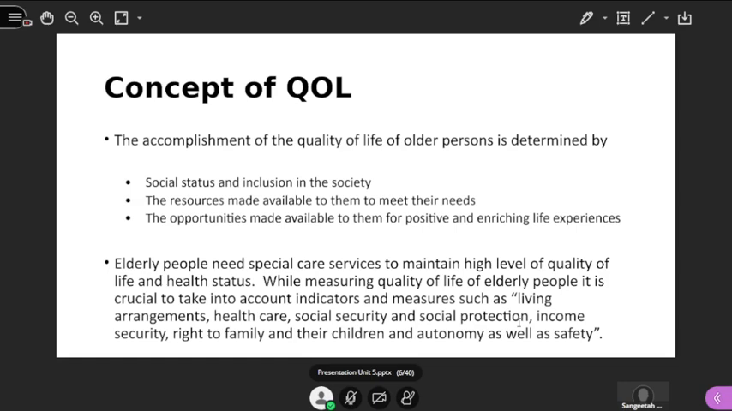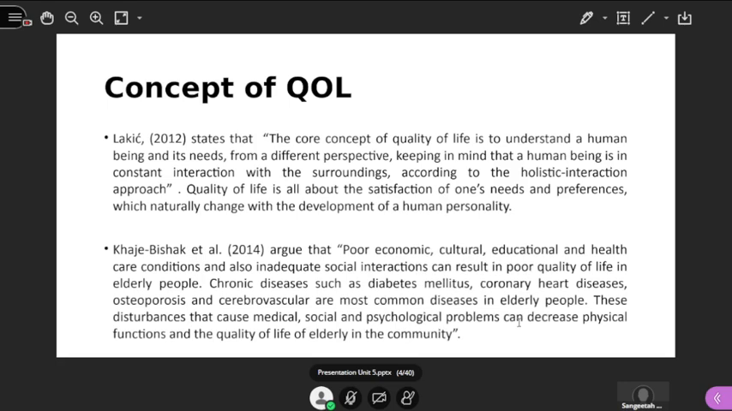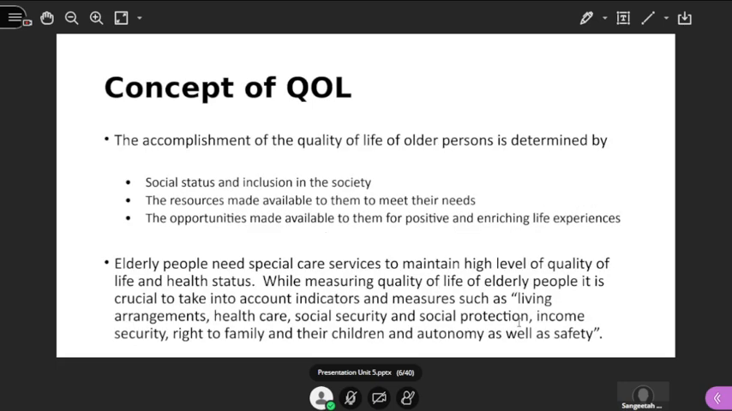So you see factors that impact physical comfort, functional competency, privacy, dignity, right? Tout ça là pour impacter, economic, cultural, educational, healthcare condition. Et ici, il peut dire une solution. Il peut dire comment nous capables enhance quality of life of these people.